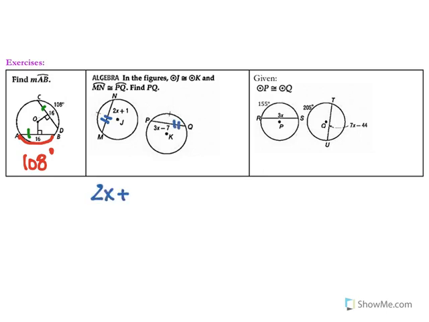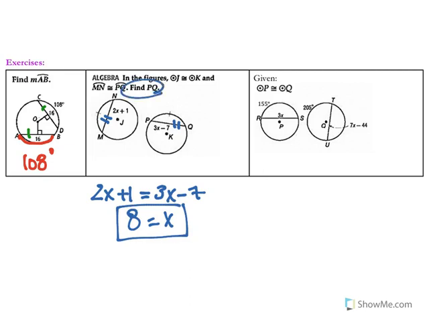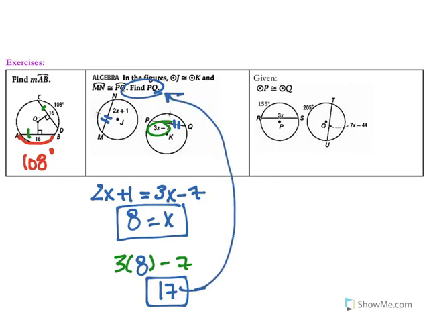I'm going to say 2x plus 1 is equal to 3x minus 7. I'm going to minus 2x from both sides to get x. I'm going to add 7 to both sides to get 8. Oh, nice. X equals 8. But before I move on, it says find PQ, so I've got to plug that back into the PQ and figure out what it is. So PQ is this, 3x minus 7. X is 8, 3 times 8 is 24, 24 minus 7 is 17. So that is my answer right there.